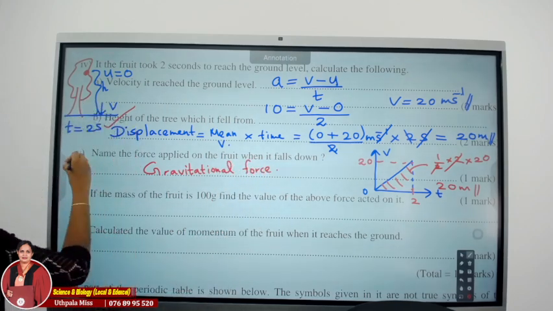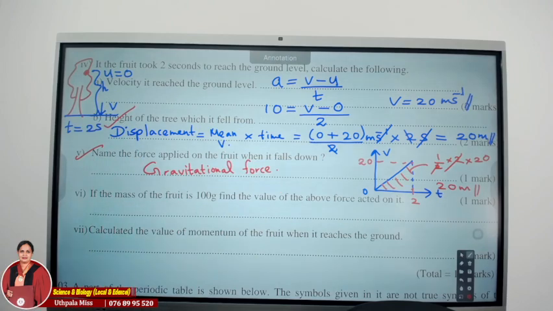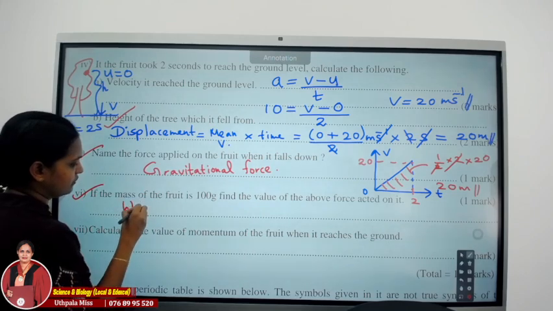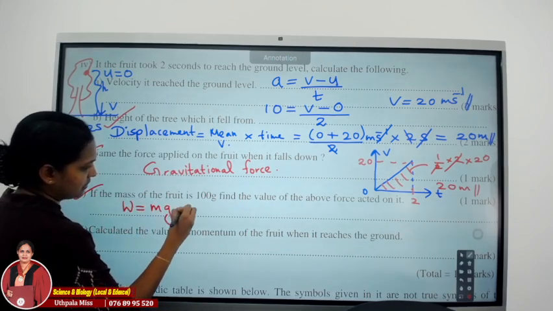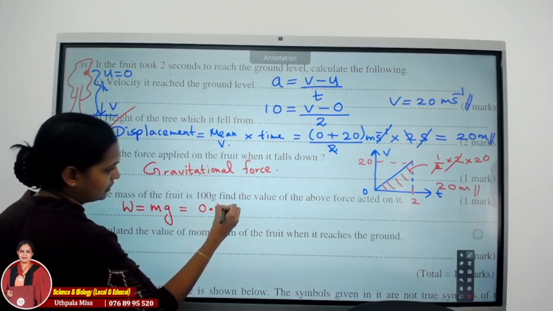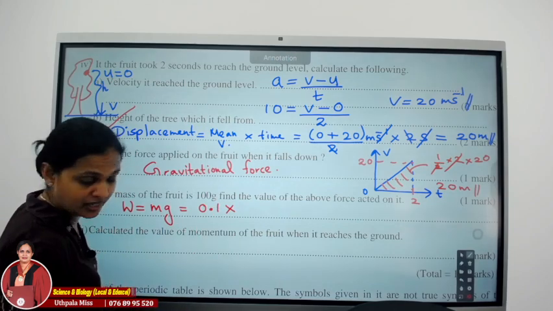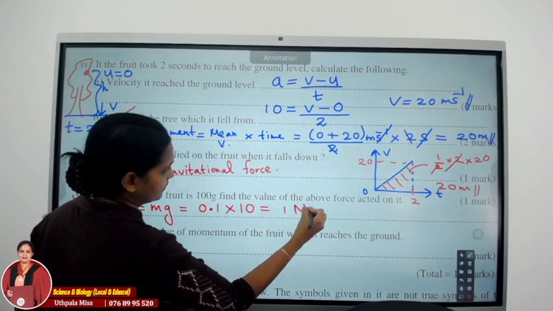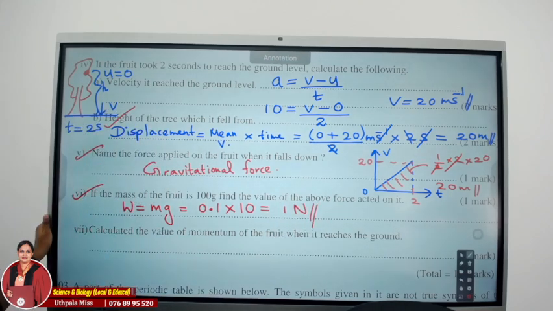Right. If the mass of the fruit is 100 grams, find the value of the above force acting on it. So what is the value of the above force? Gravitational force is weight. W equals mg. Mass is 100 grams. You have to convert it into kilograms. 0.1 kilograms. g is 10. So that is here 1 Newton.